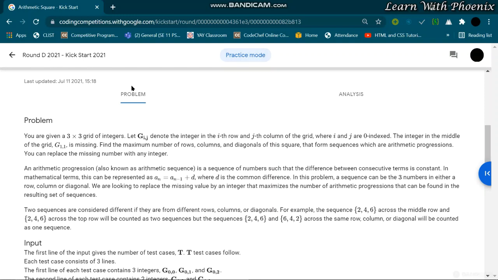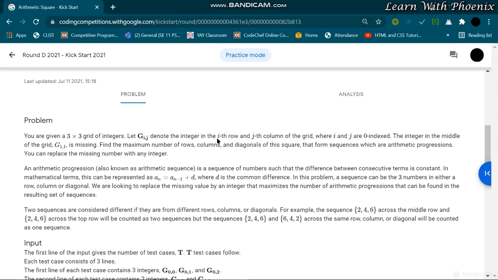So let's begin. In the question we were provided with a 3 by 3 grid of integers. The speciality of this grid was that instead of 9 integers we were provided with 8 integers, and the middle one was missing. You can imagine it as a 3 by 3 matrix where you have all the elements except the middle one. We have to fill in the missing element such that we get the maximum number of arithmetic progressions. We have to include all the rows, all the columns, and both the diagonals. So in all, we have 8 cases: 3 rows, 3 columns, and 2 diagonals.